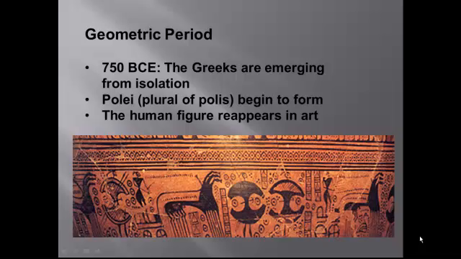As I mentioned in my introductory lecture, the so-called geometric period is the first artistic period as Greece is emerging from the Dark Ages. The polis, or city-state, is beginning to form. It's not hard to see how the period gets its name.